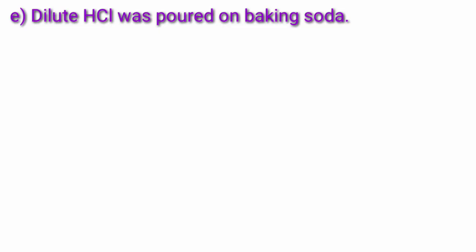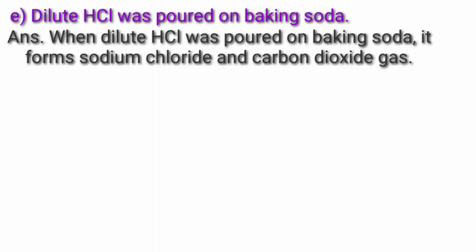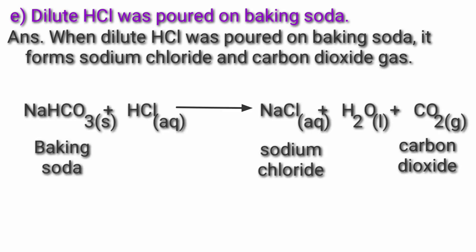E. Dilute HCl was poured on baking soda. Answer. When dilute HCl was poured on baking soda, it forms sodium chloride, water and carbon dioxide gas. NaHCO3 + HCl gives NaCl + H2O + CO2.